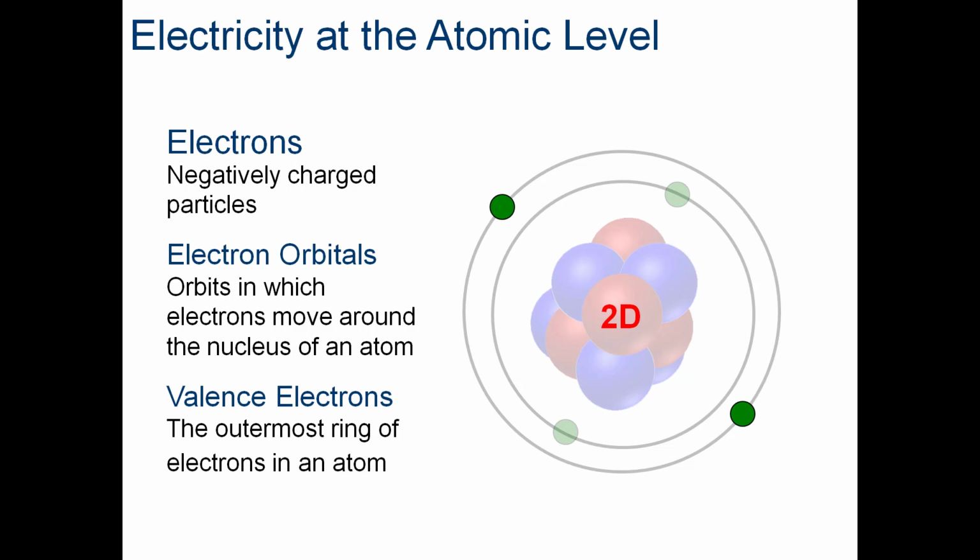So when we look at the valence electrons, those are the electrons at the outermost ring on the particle. And when we're talking about this, we're really talking about the outermost energy state.